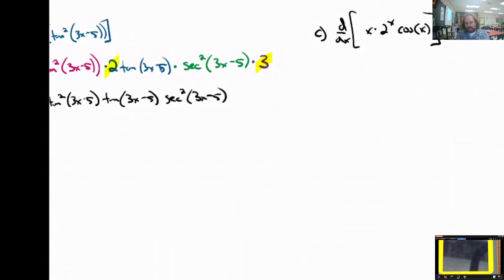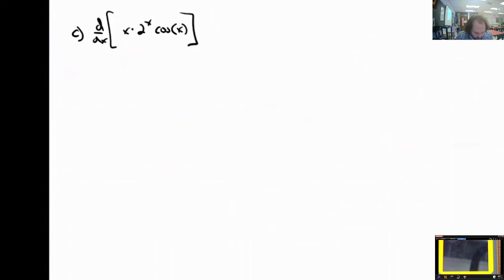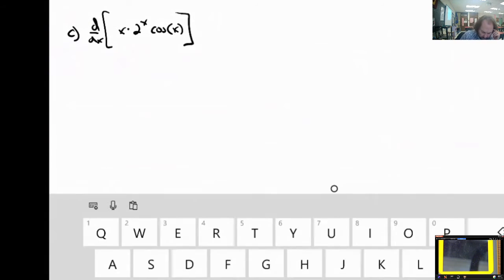The way I think we should handle this, when you're dealing with a product rule inside of a product rule, we'll talk about this in class a little bit today. When dealing with a situation like this, I would just pick the first two and work that out separately. So if we talk about x, u is x, and v is 2 to the x, du is 1, and dv is natural log of 2 times 2 to the x.